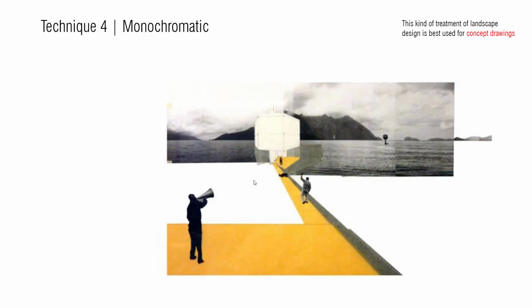The fourth technique that we'll talk about is monochromatic. This is an example of a conceptual drawing, but in realistic rendering, you can also have a collage style with just one color shown, and that'll actually highlight some things that you would like to call out.